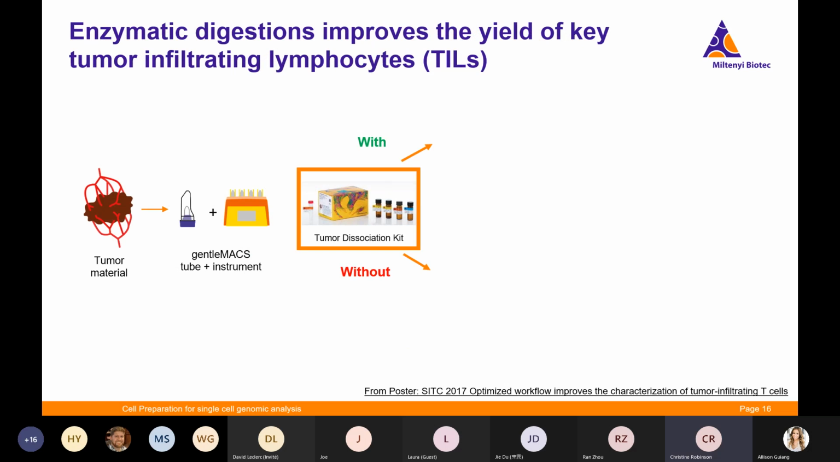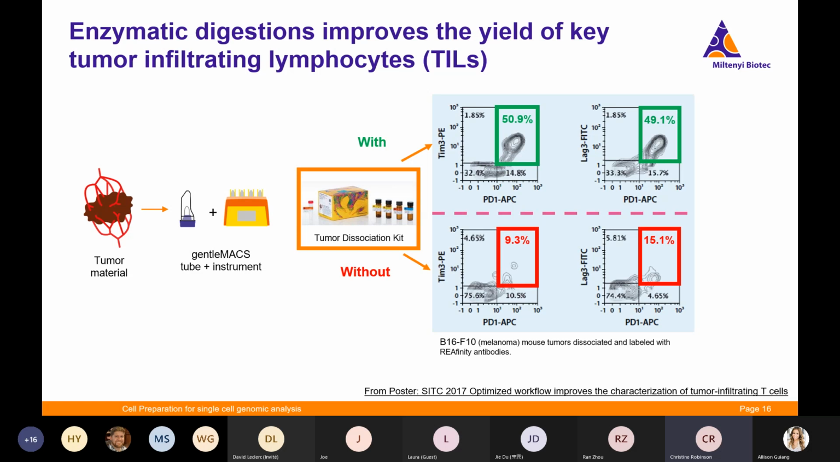So they may do mechanical dissociation and no enzymatic digestion. So we demonstrated this here by dissociating tumors, either with or without the enzymes in our tumor dissociation kit. And by using the kit, we actually are able to increase our yield of activated T cells by over 3-fold.